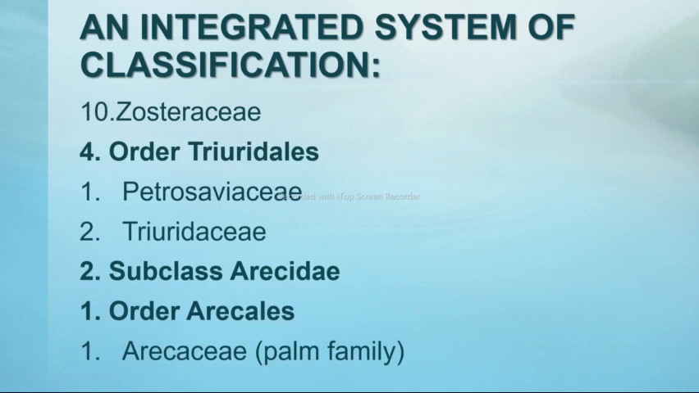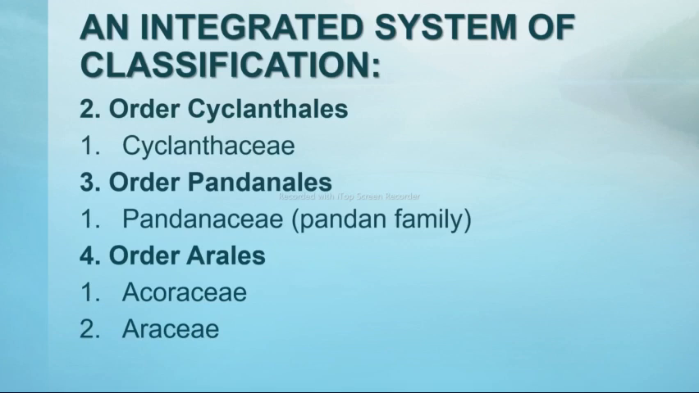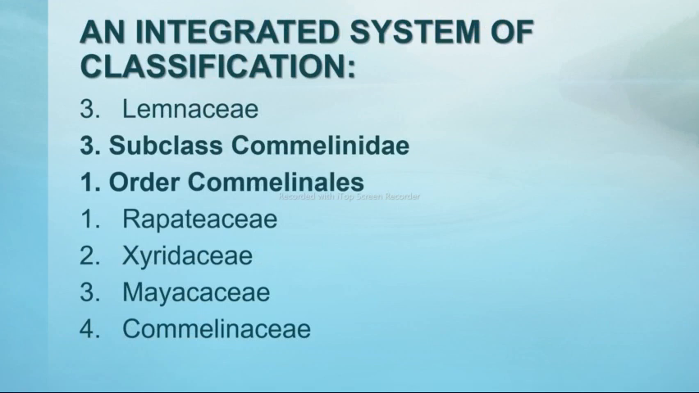Second subclass is Arecidae, which includes the first order Arecales, and includes Arecaceae. Arecaceae is the palm family. Second order is the Cyclanthales, which includes Cyclanthaceae. And the third order is the Pandanales, which includes the Pandanaceae, the Pandan family. Fourth order is Arales, which includes Acoraceae and Araceae and Lemnaceae.